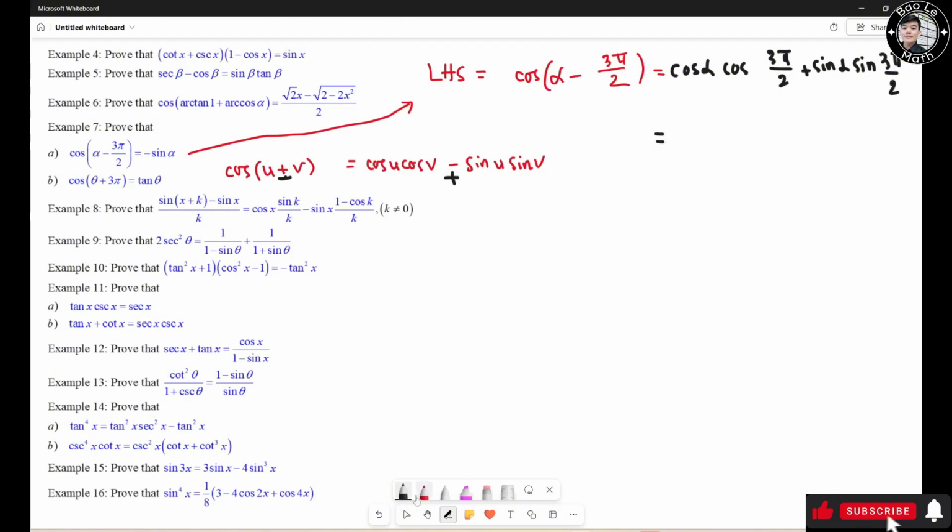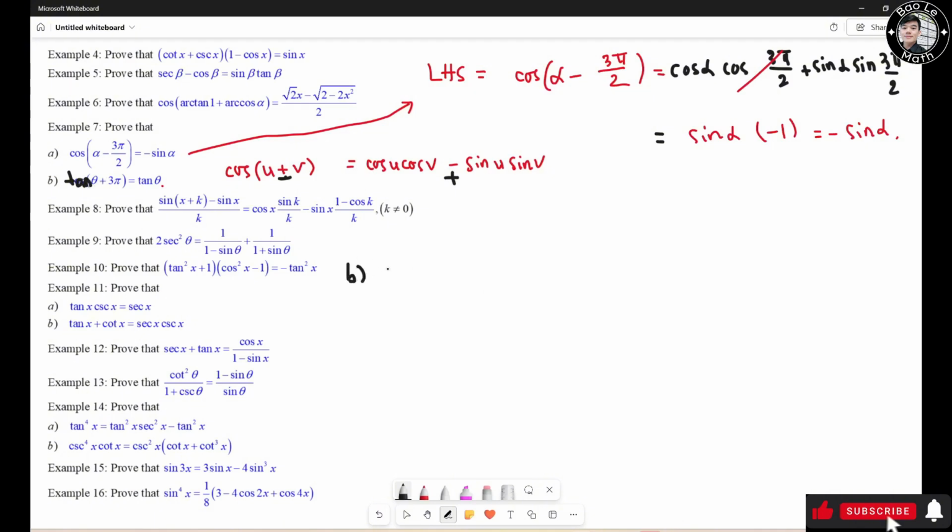So this one, cosine of 3 pi over 2, equals 0, right? So 0 times this is going to be 0, right? So I have sine alpha times sine of 3 pi over 2, which equals negative 1, right? So this turns out to be negative sine of alpha, right? Now let's move on to question B. This is actually tangent of theta plus 3 pi, right?